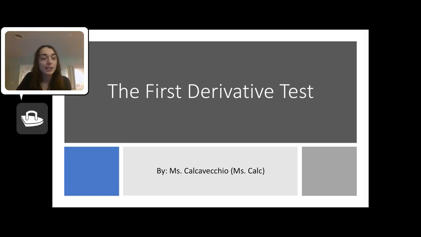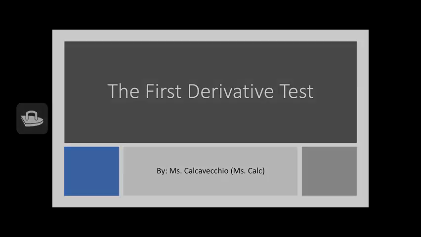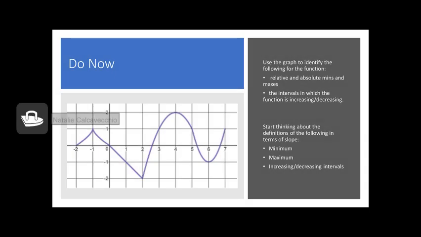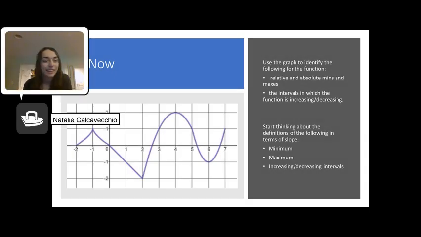Okay, class, we are going to get started with our lesson for today, which is on the first derivative test. We are going to start today with a do now problem, just like we always do. Take out a piece of paper and a pencil and start answering that first question, which is to use the graph to identify the following: the relative and absolute minimum and maximum values of the function, and then also the intervals in which the function is increasing and decreasing.